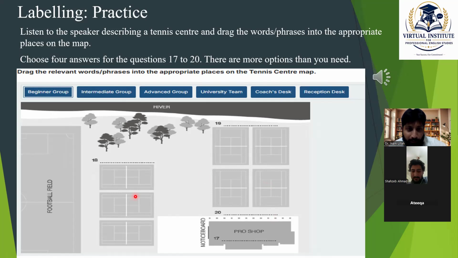You see, this is a map. Question number 17 is here, 18 is there, 19 is here, and 20 is here, right? So practically you will be starting from this place. Here you have a notice board and this place is called Pro Shop, right? So what's in the Pro Shop? What did the speaker say? Just have a guess about it.